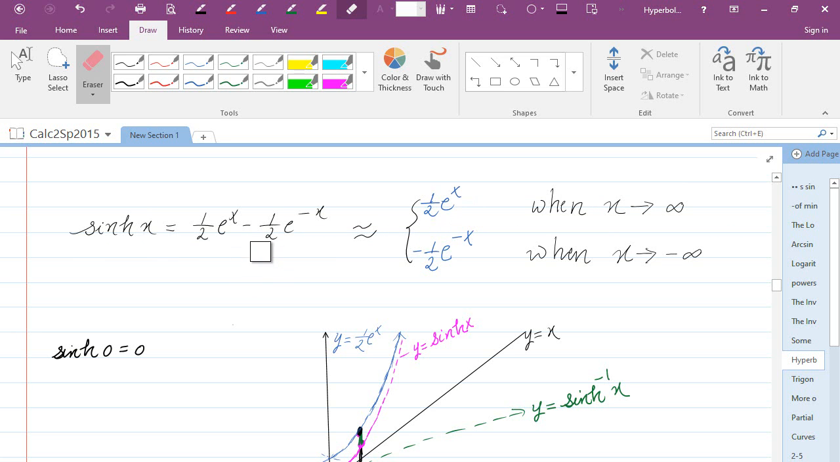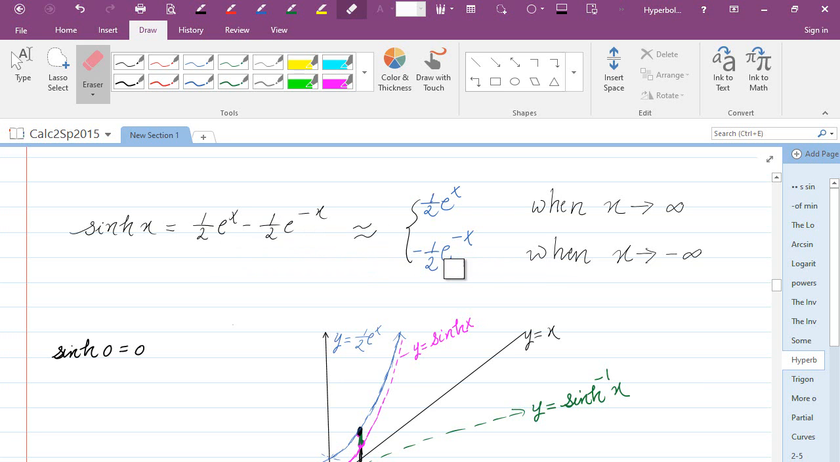On the other hand, when x is large in the negative direction, then in that case, e to the x will be close to 0. So when x is negative large, e to the x is close to 0. So the hyperbolic sine function is going to be approximately negative half of e to the negative x. So I hope that makes sense.